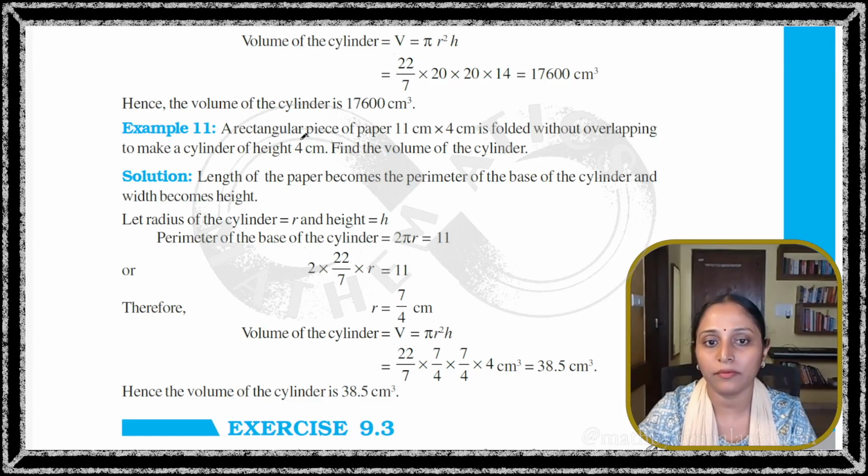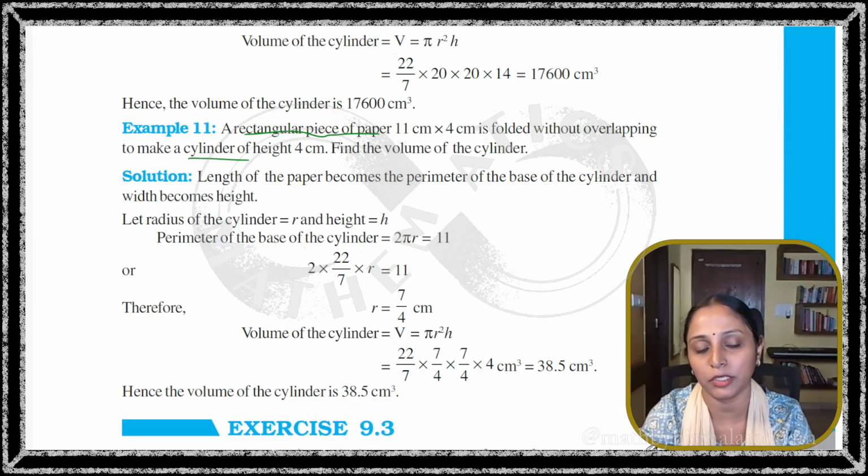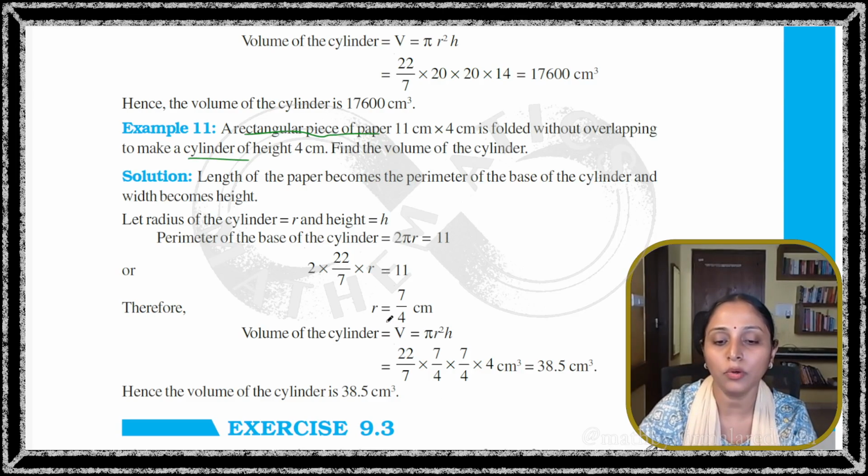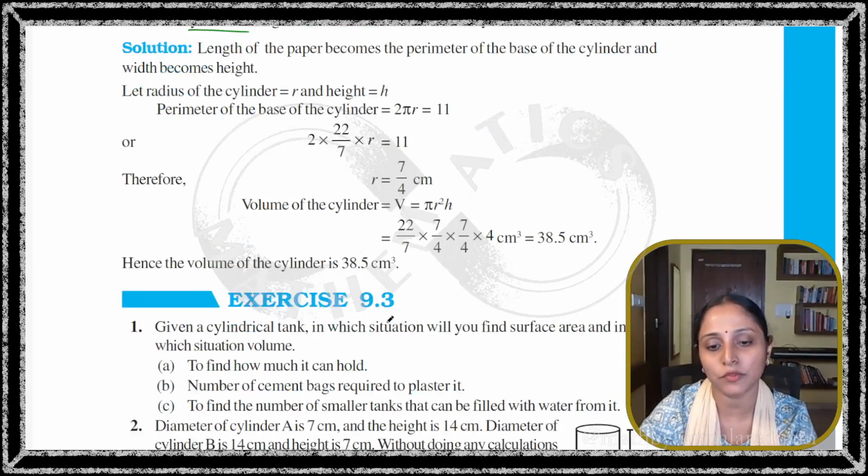Here again, they've looked at a rectangular piece of paper, and you know how to arrive at a cylinder from a rectangular piece of paper. So with this, we come to the end of discussing all these solved examples for this particular exercise. In the next video, I'm going to discuss at length these 4 solved examples and then the sums of exercise 9.3. And with that, we are going to finish this topic, mensuration.